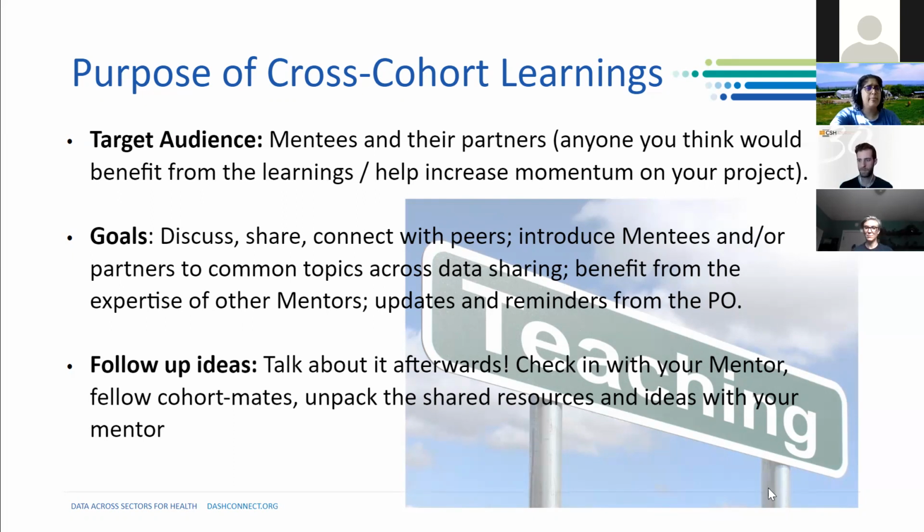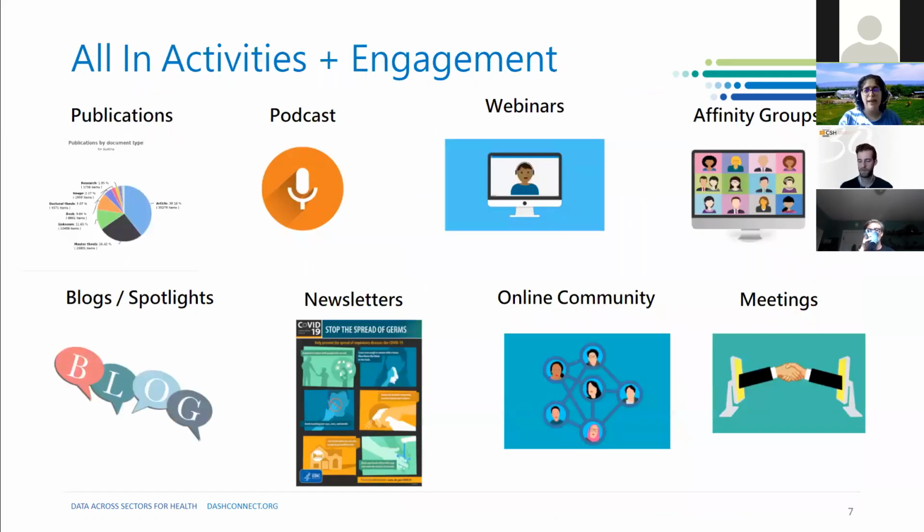Next slide. As a reminder, All In Data for Community Health is a resource, and it's an opportunity to get together, share ideas, share best practices, and advance the work that you do. Here's a real quick high-level snapshot of what we do throughout the year, some of the programs that we coordinate: podcasts, webinars, affinity groups, newsletters. We have a big national meeting coming up in November. We're going to talk a little bit more about that towards the end.